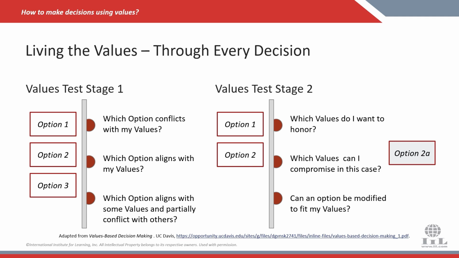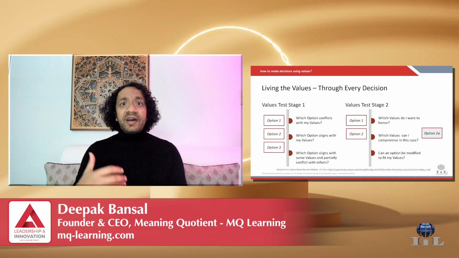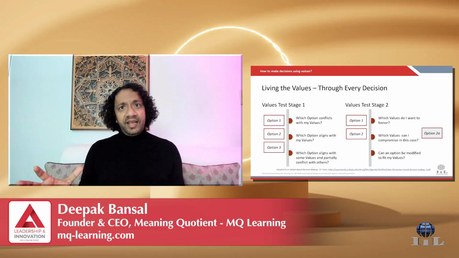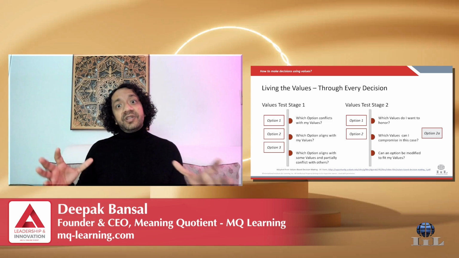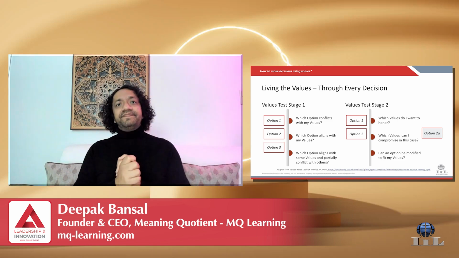How do we make decisions using values? How do we live the values again and again through every decision? This concept was developed by the University of California, Davis, and we are presenting an adapted version of that. So when we're talking about values, we just put the options and then take these options through different stages. So let's go with stage number one.